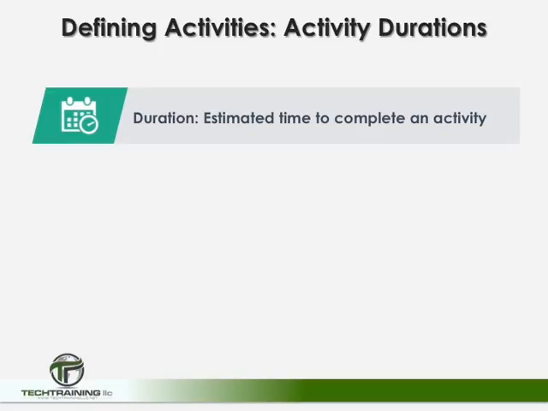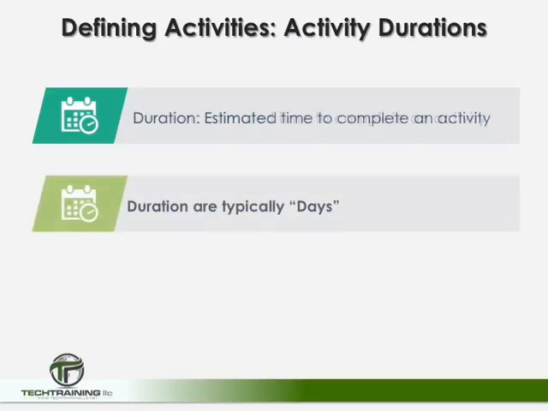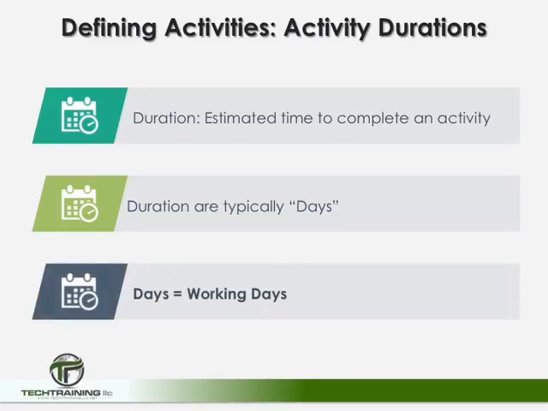Durations are the estimated time that it's going to take to complete a particular task or activity. But depending upon the schedule that we're putting together, we have to put each of these durations into a particular unit of time. Again, in most cases, it's going to be days, and when we are referring to days, in most cases, we're going to be referring to working days.